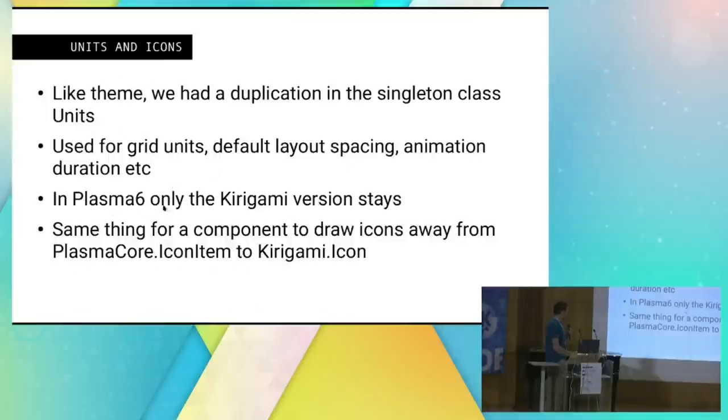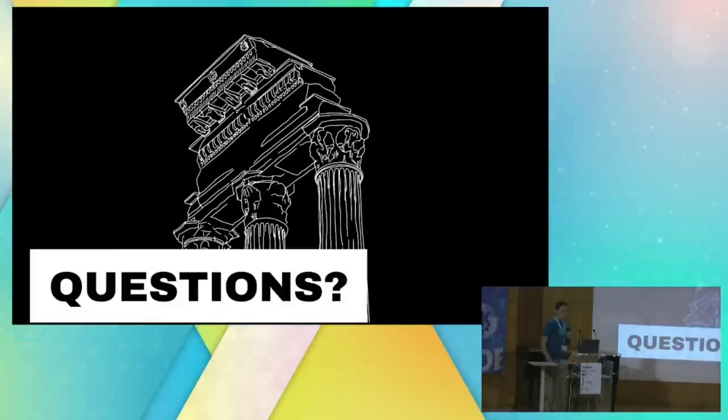Icons, we had a particular widget for displaying icons in Plasma that was also duplicated in Kirigami, didn't make any sense. So use only the Kirigami version. It's kind of unfortunate that one that displays icons properly is not really in QML base, but at least we have only one implementation instead of two. So yeah, most of the work in Plasma 6 was actually to make it way smaller with much less code to maintain, so hopefully less bugs. So any questions? Both for my part and Nicolo's part.